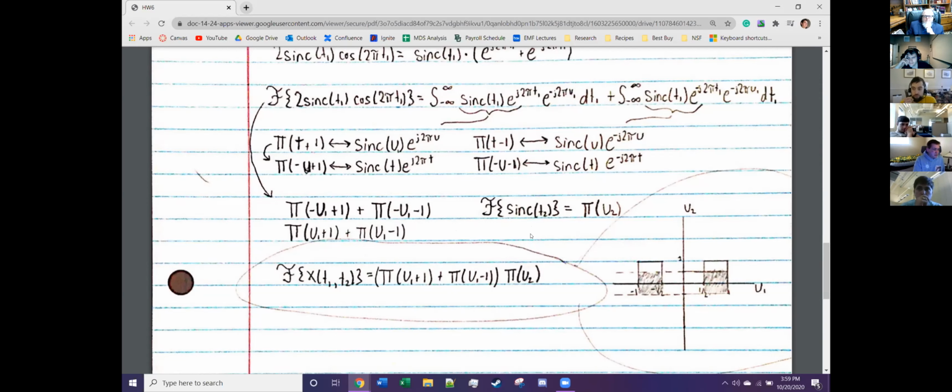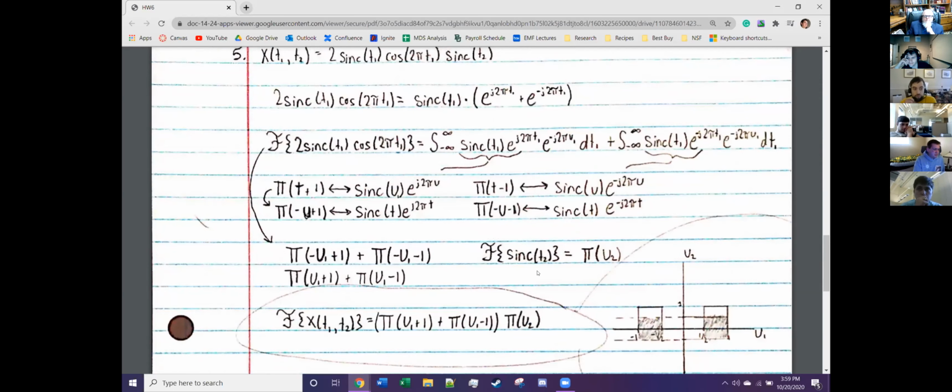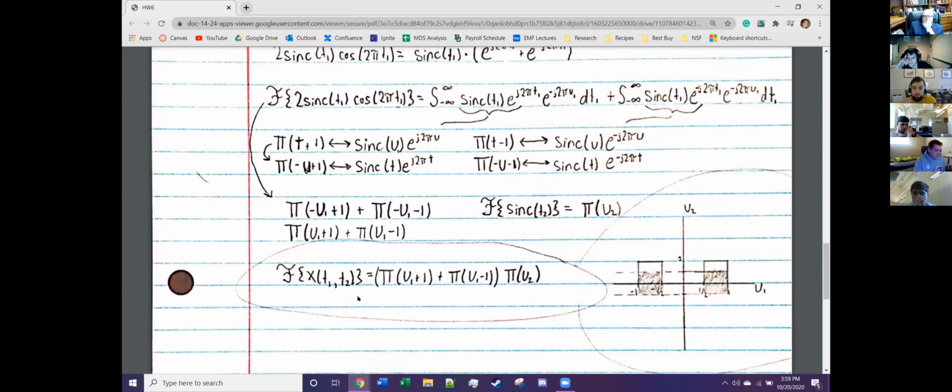And then the Fourier transform of the function of t2 is just another pi function. And so you multiply those two together and you get this as the Fourier transform.